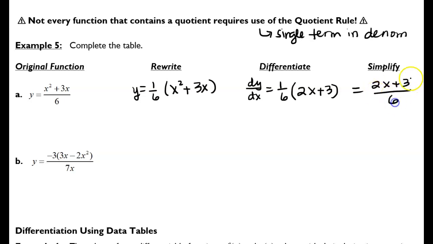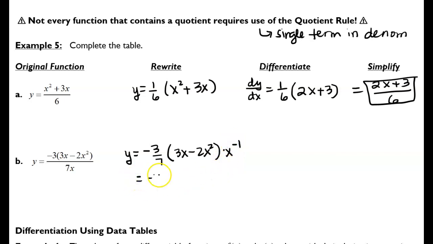You could distribute if you want. You don't have to. So that's much easier than using the quotient rule. And again, I knew that because I just had a constant in the denominator. But that even works on something like b, where I have just a single term of x in the denominator. And so when I rewrite this, again, I'm going to rewrite the constant coefficients out in the front. And then I have my numerator. And you can think about dividing by x, or some people like to think of it as multiplied by x to the negative first. So then when I distribute that, 3x times x to the negative first would just be 3, or 3x over x.